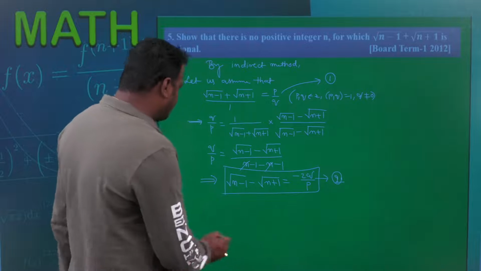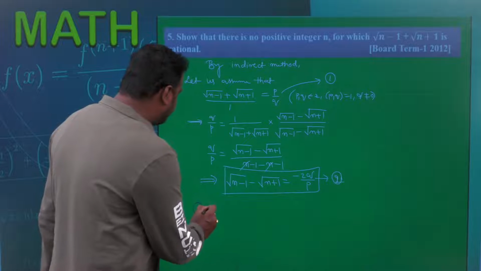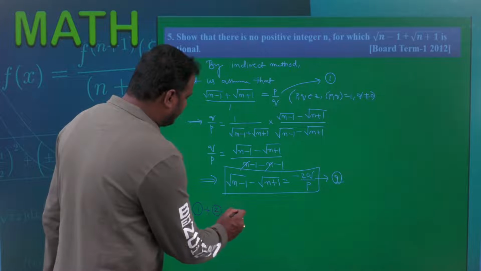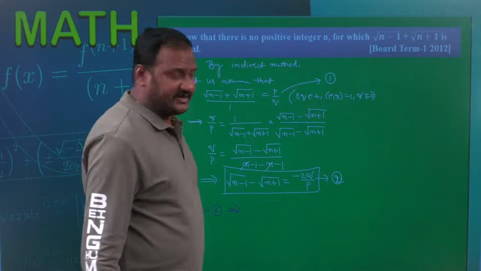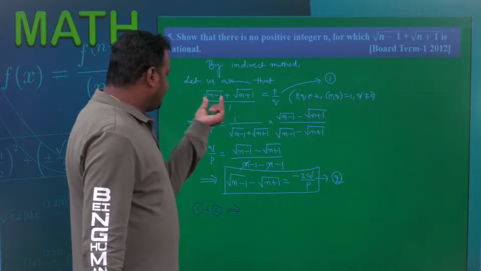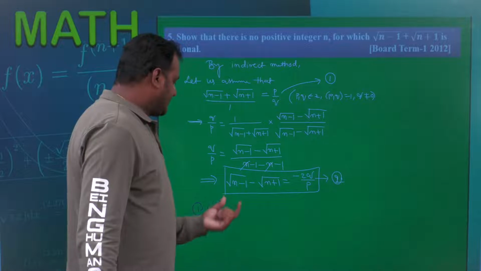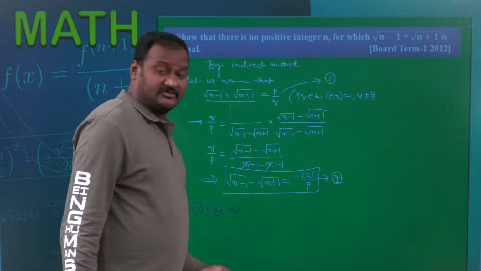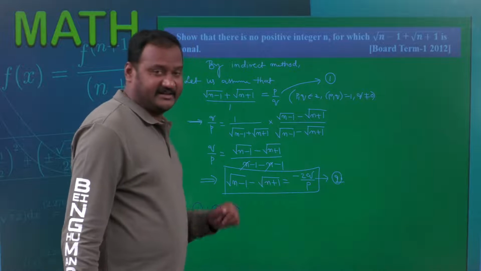When I add both the equations, if I add equation 1 and equation 2, root over n minus 1 plus root over n plus 1 plus root over n minus 1 minus root over n plus 1. So minus value plus value gets cancelled.